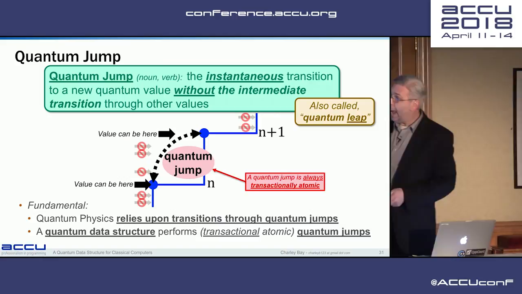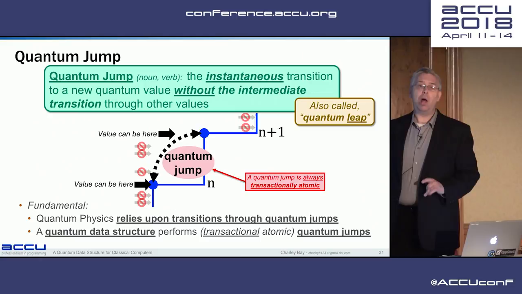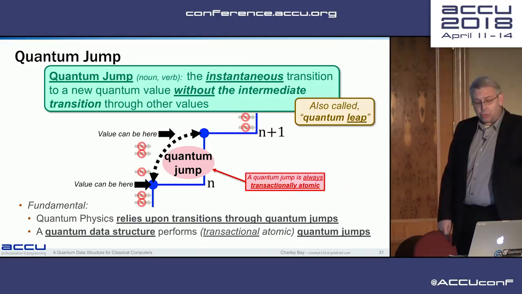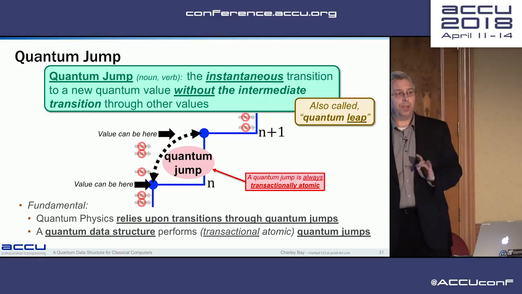You cannot have these magical, impossible values that land between the discrete values. That cannot happen. That never happens. So if you get that down, you get quantum physics down. So our data structures are always going to transition through quantum jumps, always landing on discrete values. That's it, full stop.